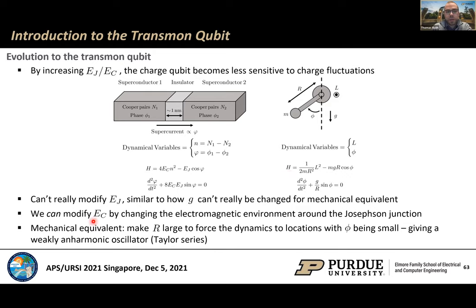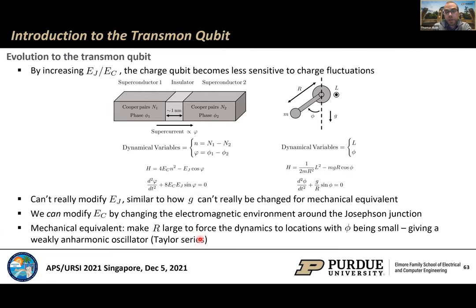Well, what we can do is we can modify EC. In particular, we can make it much smaller by increasing the capacitance around the Josephson junction. What this does is, again, it essentially makes this radius much larger. And you can think of the dynamics as being forced to stay at small values of phi. So we can think then about the phi in this case being small.